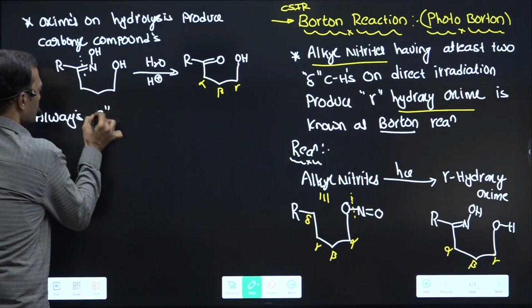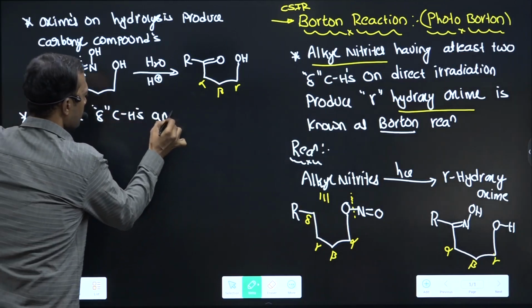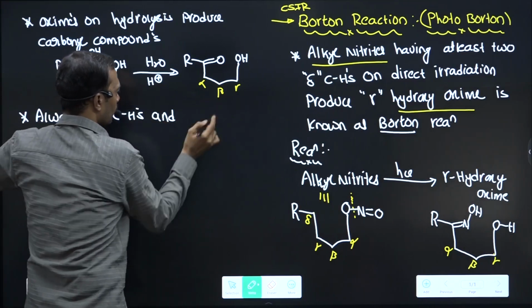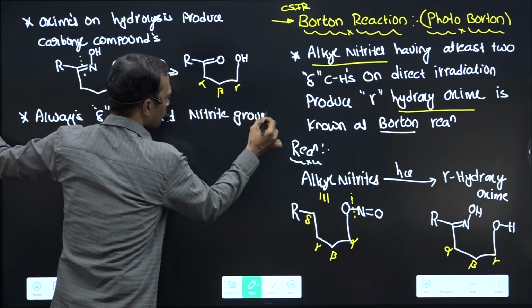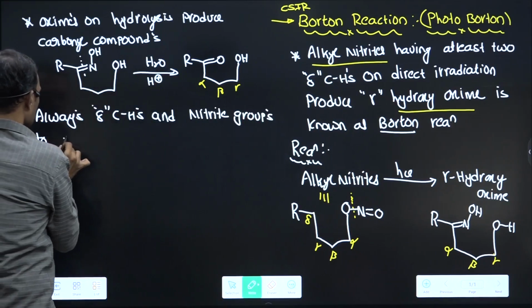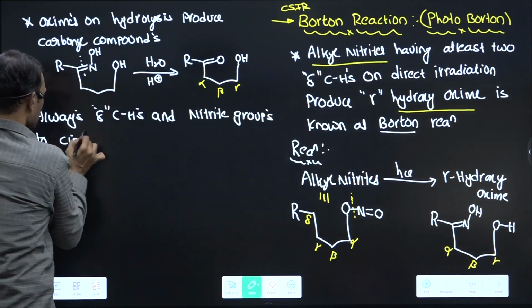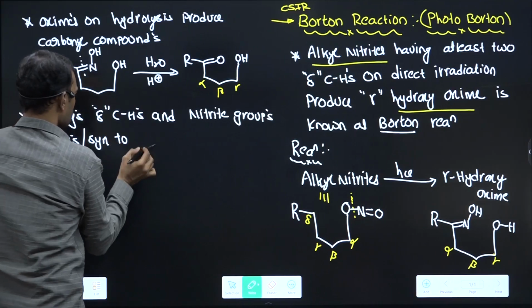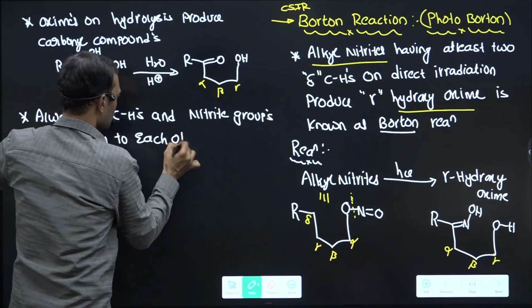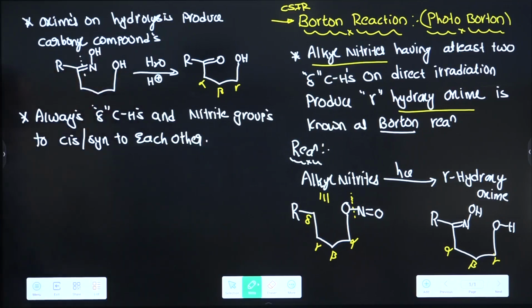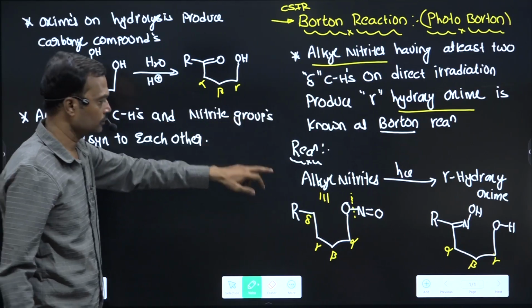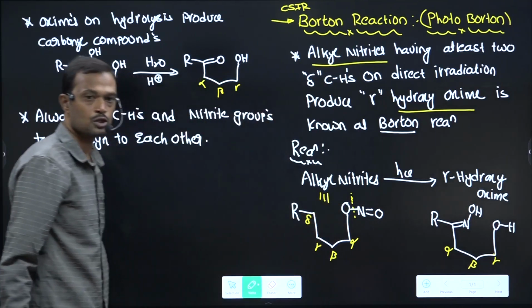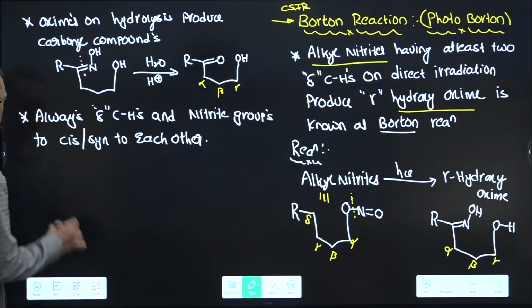See, always the delta carbon hydrogens and nitrite groups are cis to each other. Cis or syn to each other. They should be syn to each other. Then only this reaction is possible. If they are trans, no reaction. Always the delta carbon hydrogen and nitrite, these groups, this group and this both are separated by 0 degree. Then only this reaction is possible.